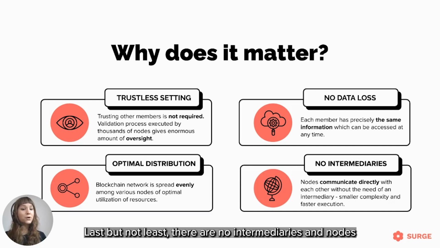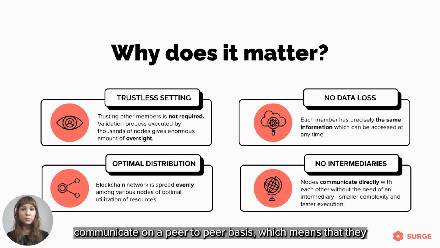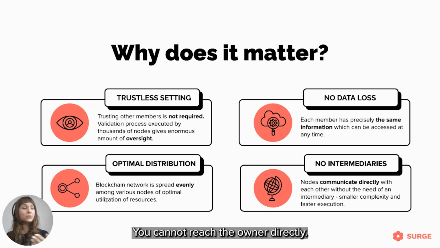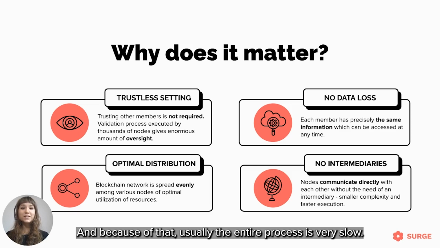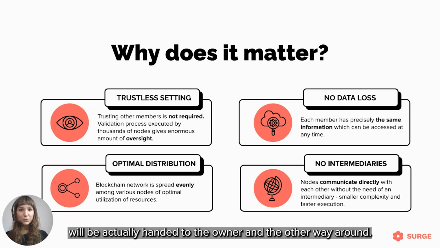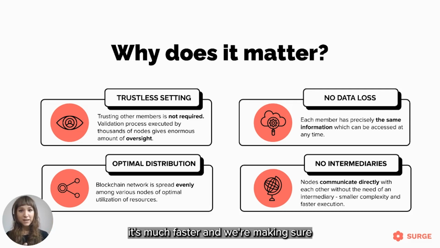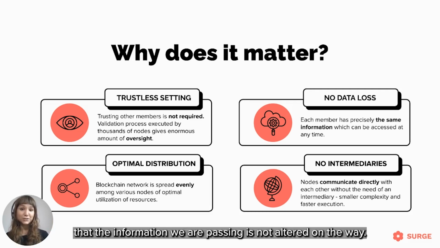Last but not least, there are no intermediaries, and nodes communicate on a peer-to-peer basis, which means that they simply communicate directly. It's kind of like when you're renting an apartment and you have to deal with the rental agency. You cannot reach the owner directly. You always have to go through the agent. And because of that, usually the entire process is very slow. And also, it's not always guaranteed that everything that you say will be actually handed to the owner and the other way around. So in the decentralized network with direct communication, it's much faster, and we're making sure that the information we're passing is not altered on the way.